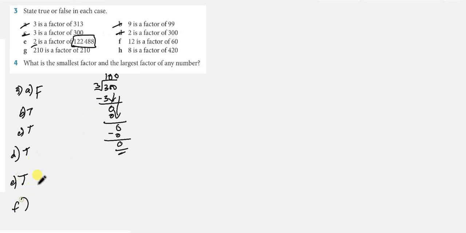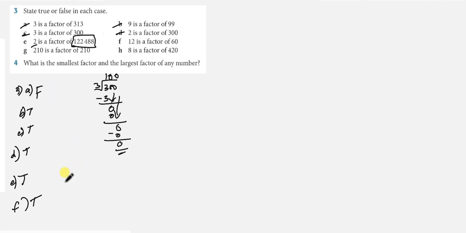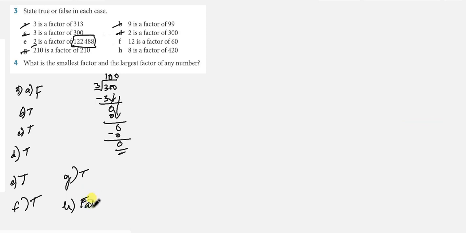We go to F. 12 is a factor of 60. Simple. So divide by 12. True. G, 210 is a factor of 210, which is also true because any number is divisible by 1 and the number itself. So 210 is divisible by 210, so it's true. We have H, which is 8 is a factor of 420. So 420 divided by 8, not possible, so it's false.